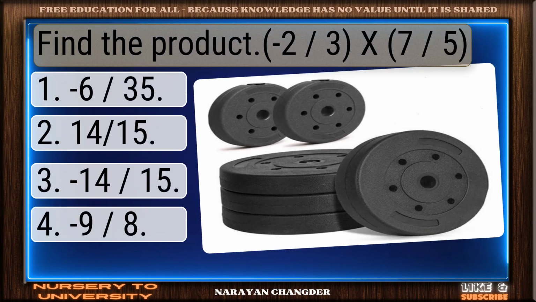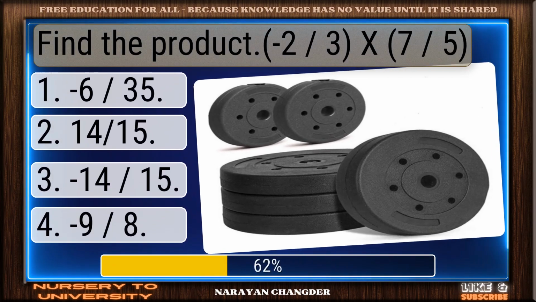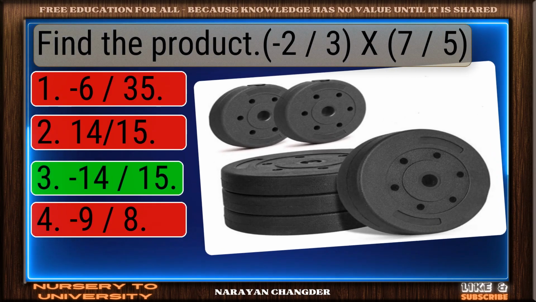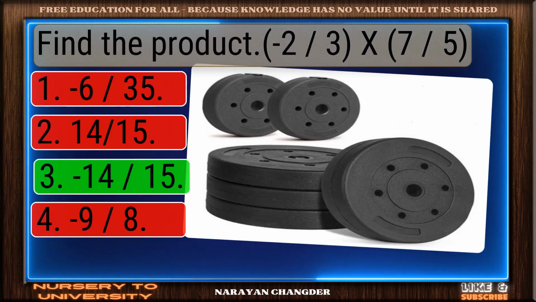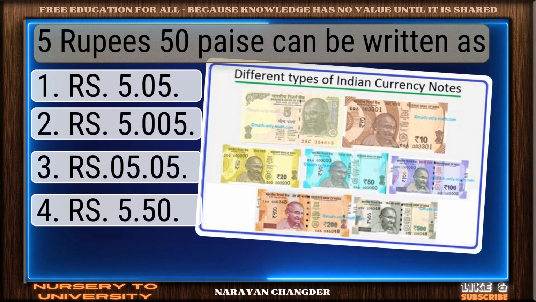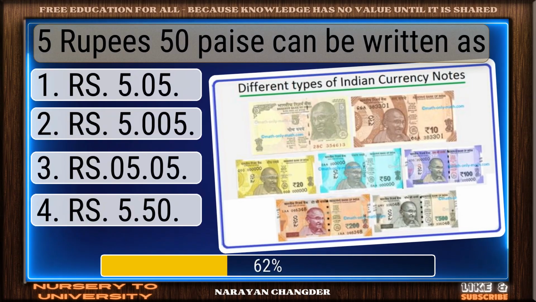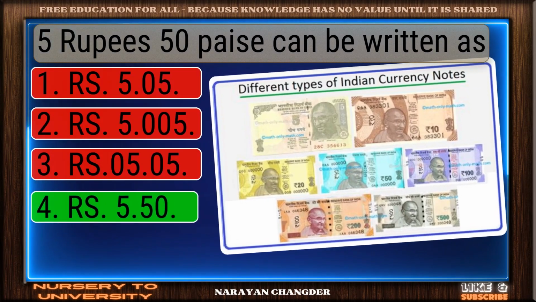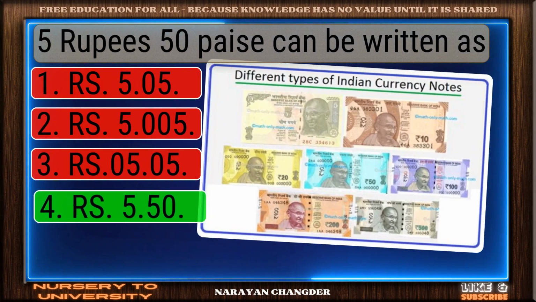Question number 78. Find the product. On track. 14/15 is the correct answer. Question number 79. 5 rupees 50 paise can be written as? Sharp thinking. Rs 5.50 is the right choice.